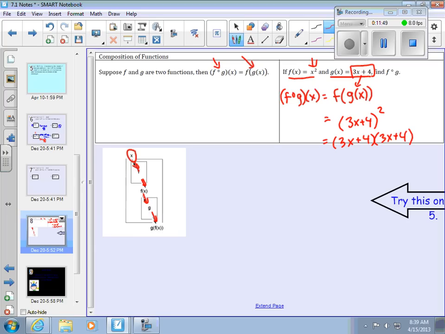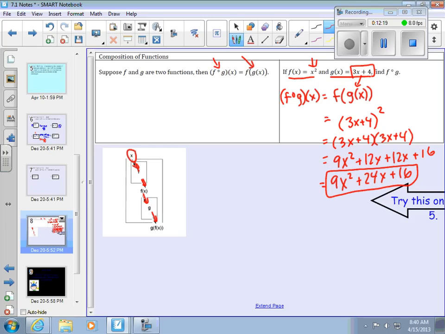Now we'd have to do some multiplication, some distributing to simplify that. So we have 3x times 3x, 9x squared. Multiply the outside ones, 3x times 4 is 12x. The inside ones also will multiply to be 12x, and 4 times 4 is 16. So finally simplifying all that, we get 9x squared plus 24x plus 16. That would be the composition of those functions.